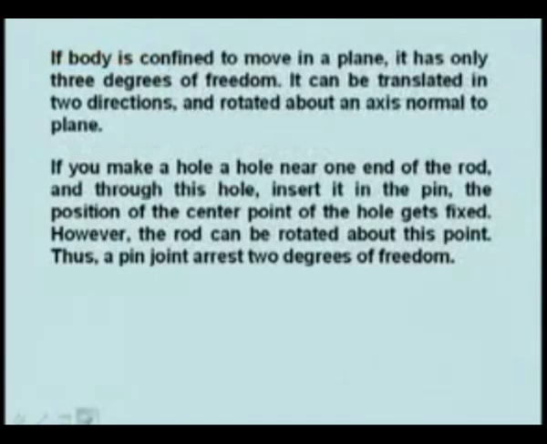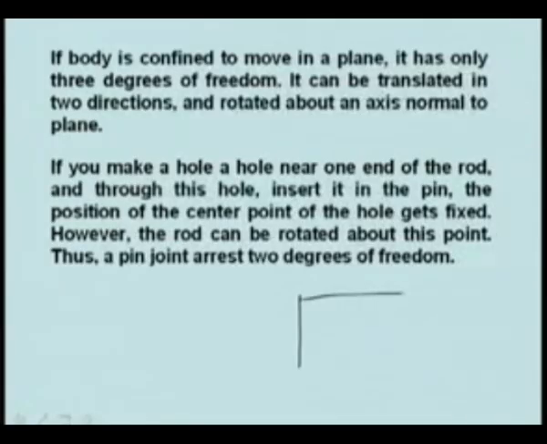If a body is confined to move in a plane, it has only 3 degrees of freedom. If we say that the body has to move in a plane only, like on a blackboard, if I am moving my duster but it should be only on the blackboard, then naturally it is a motion in a plane. That duster can be moved along either the x direction or the y direction, or it can be rotated in the plane itself. So, therefore, it has 3 degrees of freedom. The other 3 degrees of freedom have been arrested because you confine it to move in a plane.